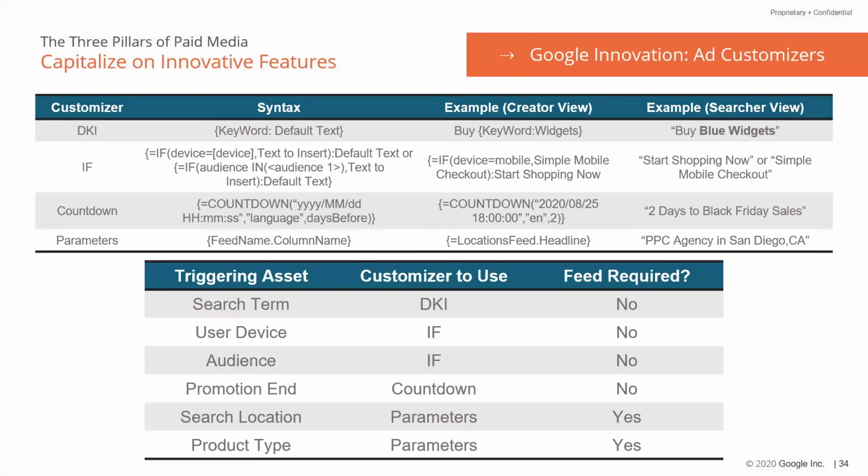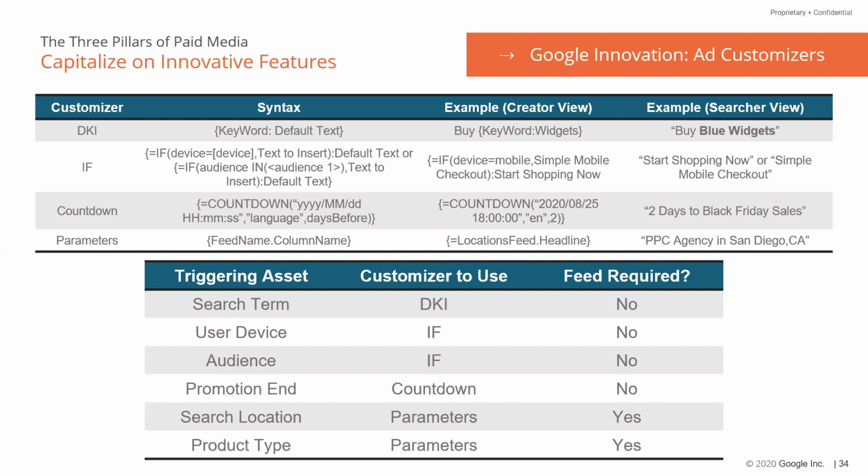So here's an actual example of how the ad customizer setup looks. On the left, you'll notice we have 4 different customizers. DKI, dynamic keyword insertion, kind of tried and true, traditional, it's been around forever, dynamically inserts the user search query within the ad. You have these if statements, so if a user is coming from mobile, you can have a specific message like simple mobile checkout and different things of that nature show up. And then we have the countdown timers. This is really great for creating a sense of urgency during promotional periods or shipping cutoff dates.